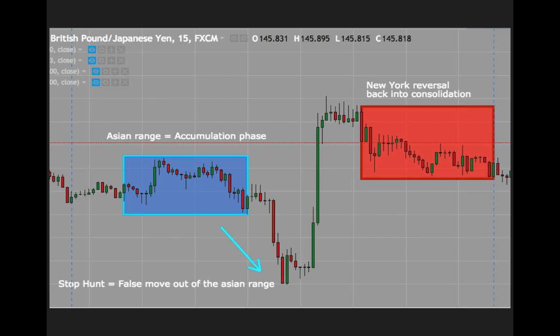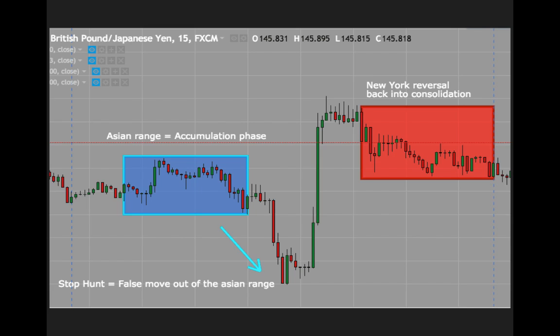It's a pretty big candle, right? Into the New York session, which brings the reversal, and then we're back into consolidation. All right, so that's a typical forex day, and you can see the three different sessions there pretty clearly.